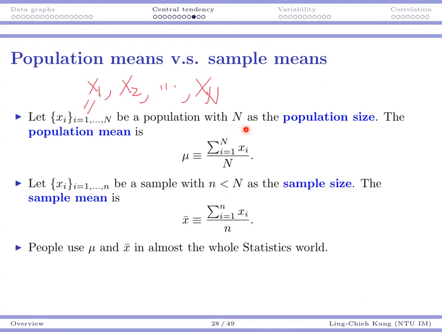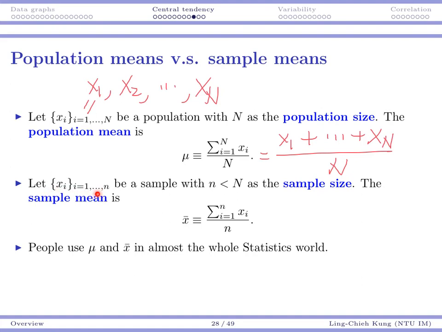Here we use capital N to be the population size. And then the population mean can be calculated like this. The numerator is a summation from x1 to xn. As we mentioned in the previous lecture, this sigma notation is to sum up all the numbers from 1 to n, x1 to xn. And after this summation, we divide the summation by the number of data points. That's going to give us the population mean. In statistics, we always use the Greek letter mu to denote population means.